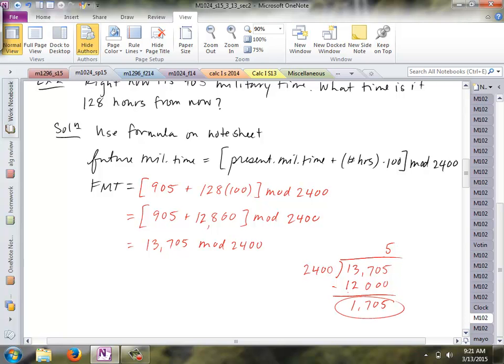We don't care how many cycles we went through for this application or for modular arithmetic. We just care where we are in that cycle of 2400, where we end up. So the answer here, usually we don't put a comma, is 1,705 hours or something like that.